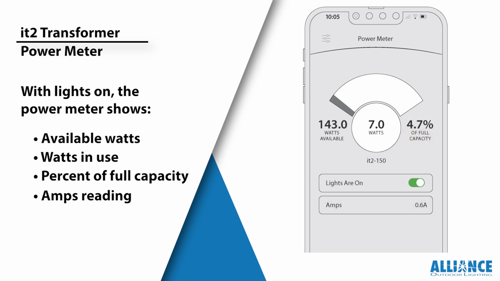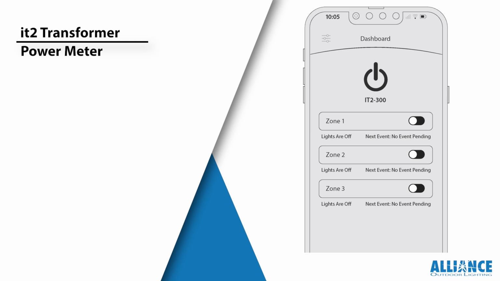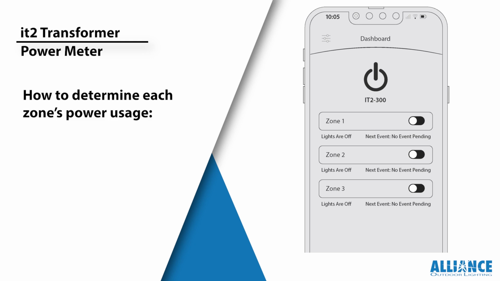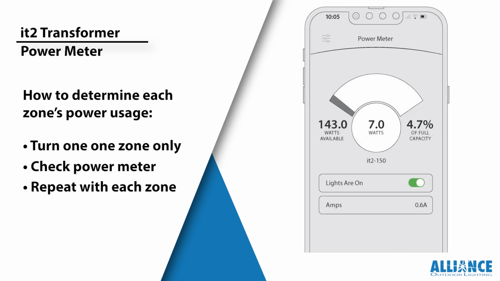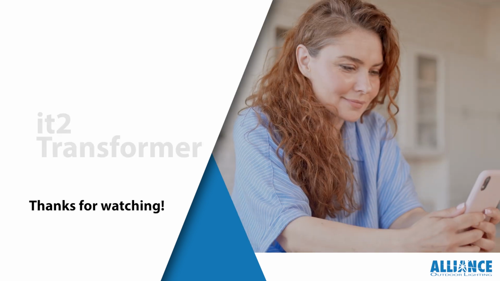A handy trick for determining the power usage of each zone on your IT2 transformer is to turn on one zone at a time and then check the power meter. This way you can see exactly how much power each zone is consuming.